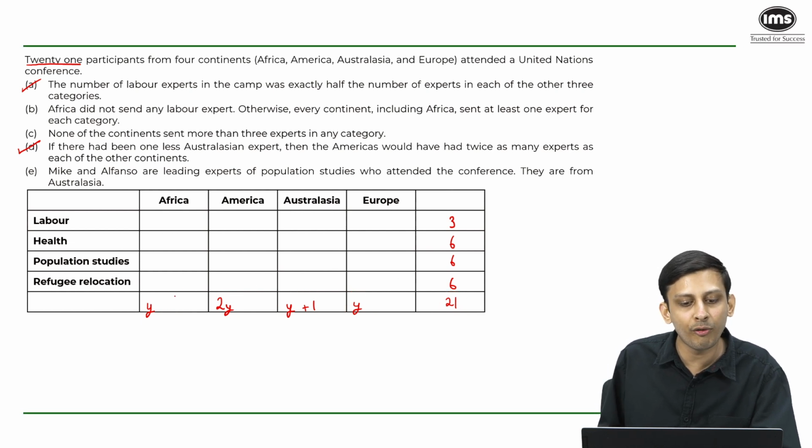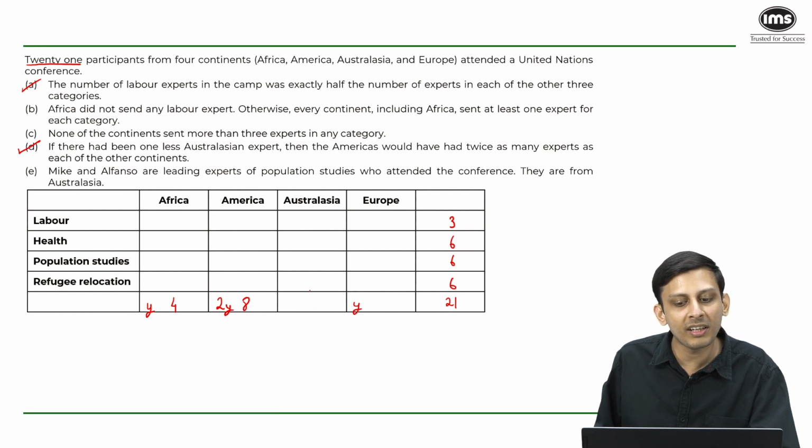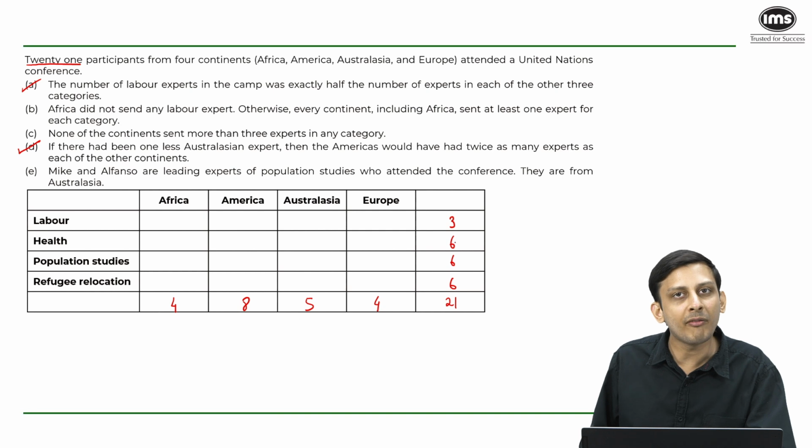Okay, y is equal to 4, 2y is 8, y plus 1 will be 4 plus 1, 5. Okay, and y will simply be 4. And now we can remove the y terms, because we have found the numbers. So we have at least the individual totals of all the different categories. And now we can come to the other points of information.